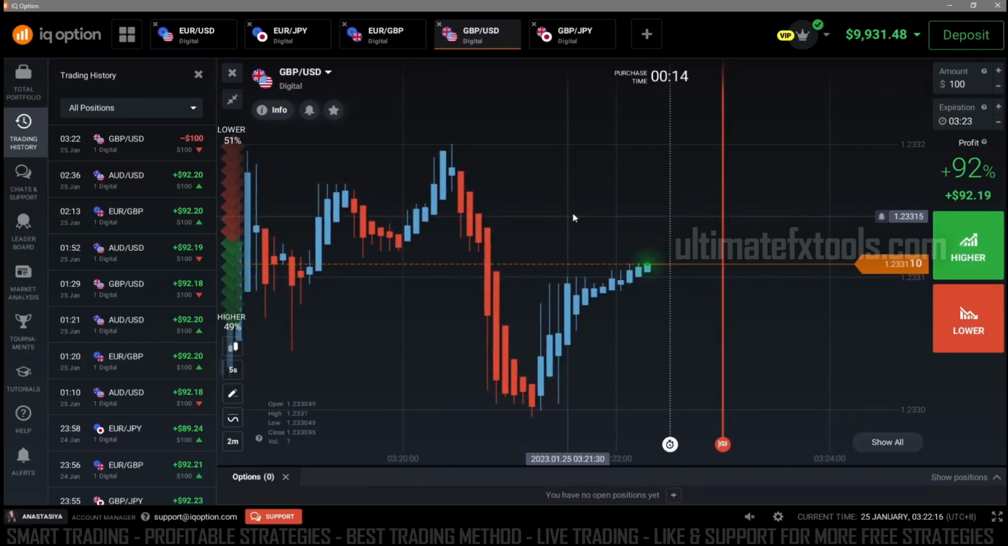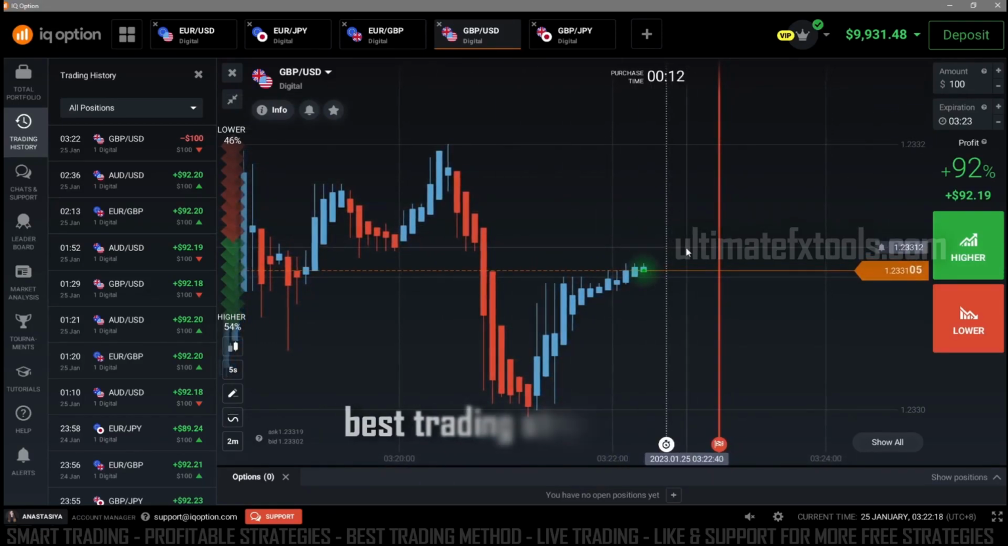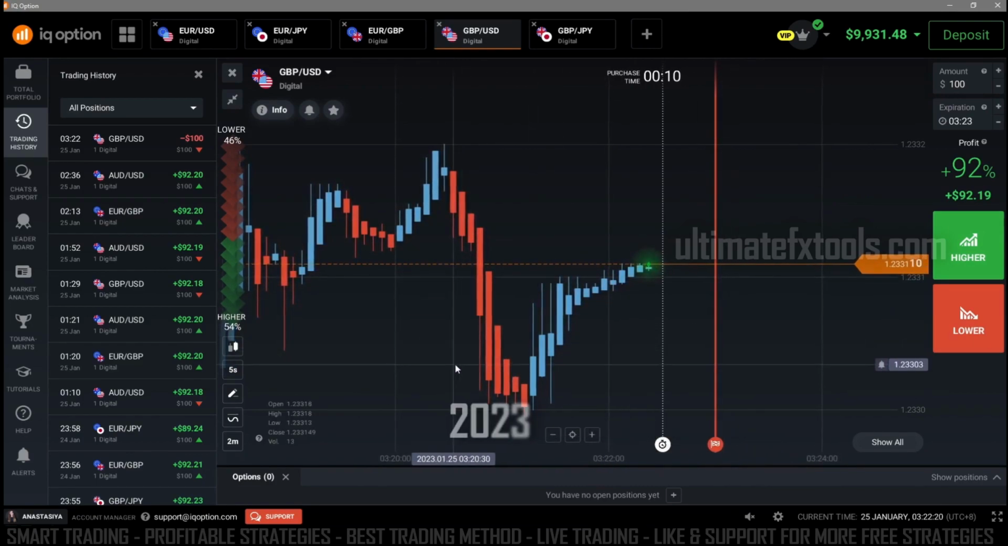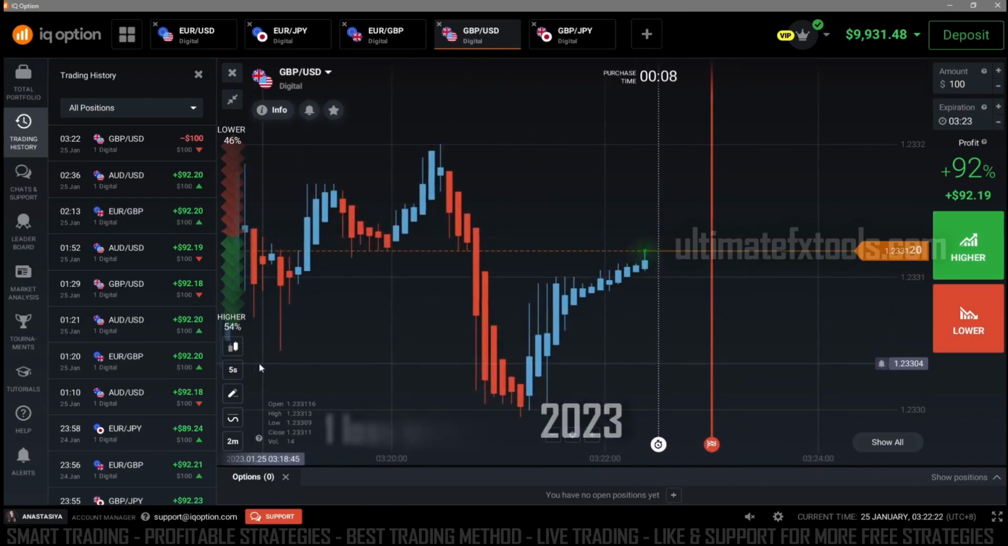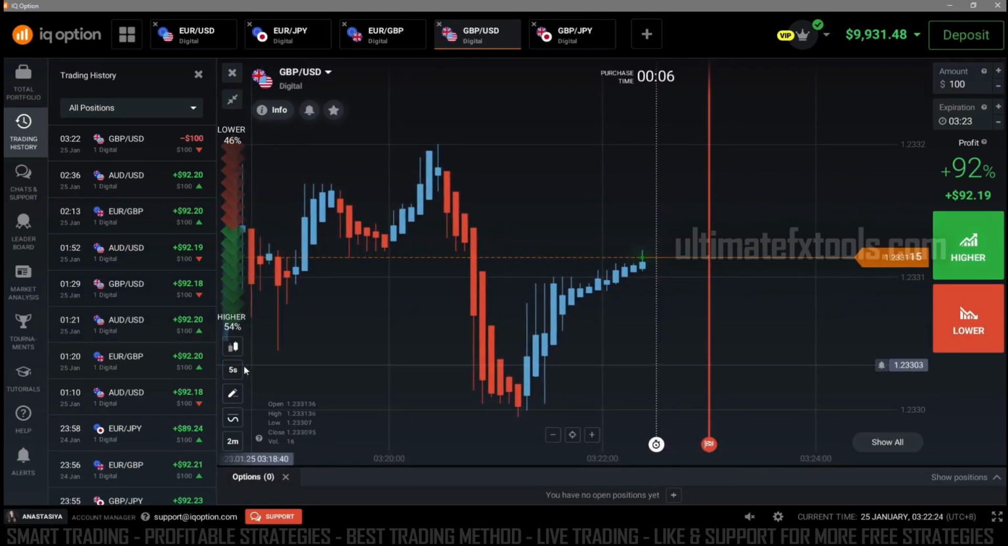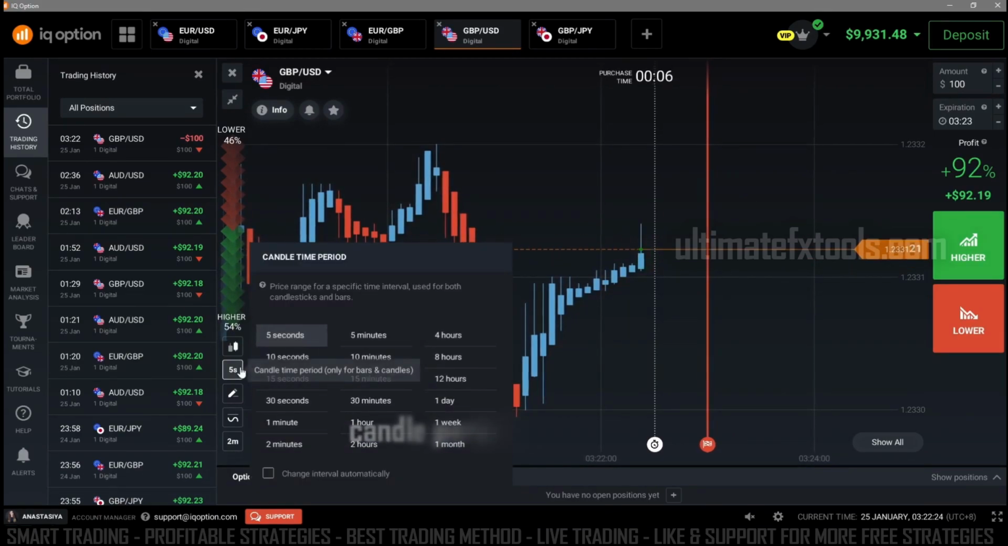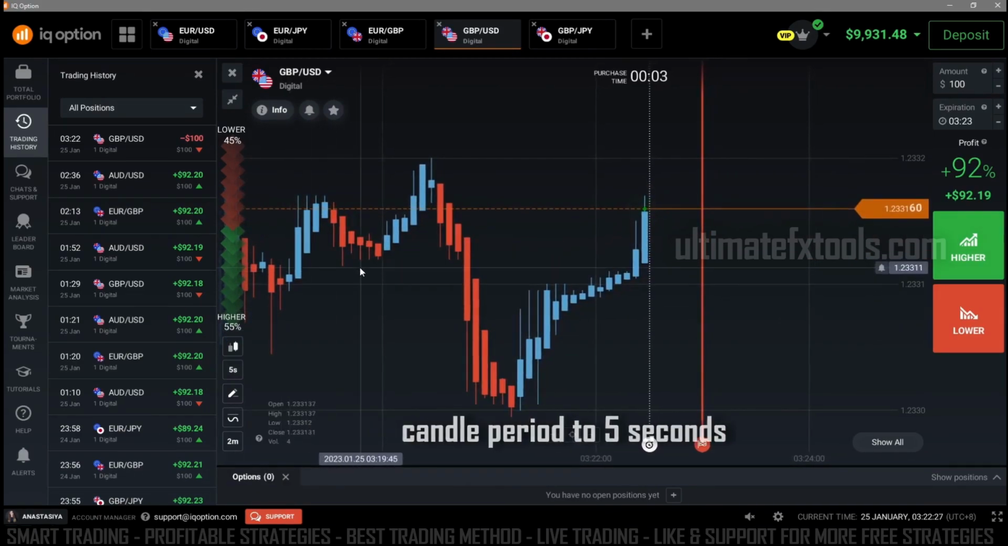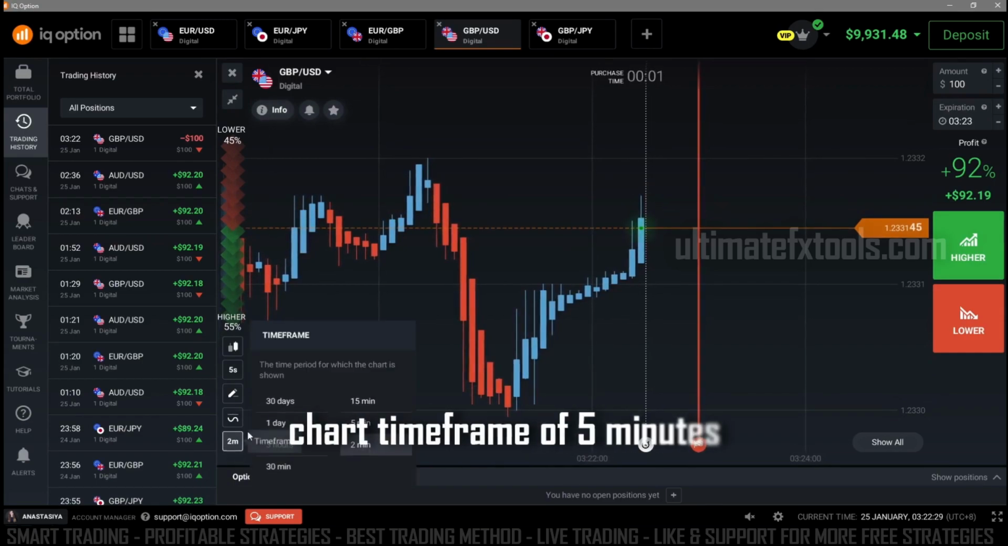Good day, everyone. This is going to be one of my best trading strategies this year, 2023. I only got one loss over all my past trades, as you can see clearly on my recent trades. So what I did was change the candle period to 5 seconds with a chart time frame of 5 minutes.